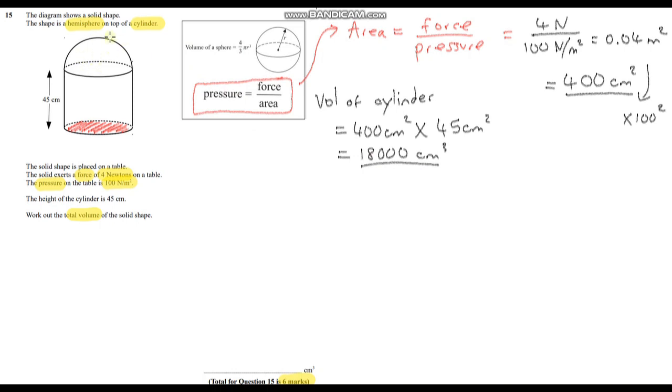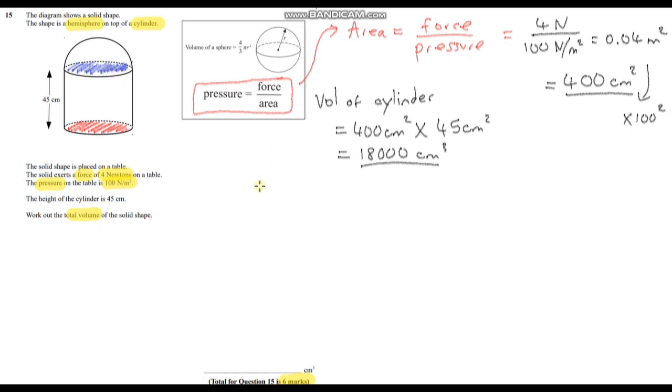But we don't know the volume of the hemisphere. That's what we're going to work out next. But in order to work out the volume of a hemisphere, we will need the radius. So let's work out the radius of the circle. We know that this circle is exactly the same as this circle. Okay. So because we know the area of our circle, we can use that to work out the radius.